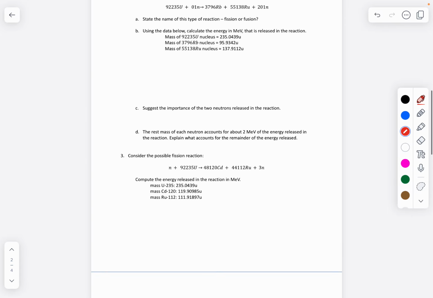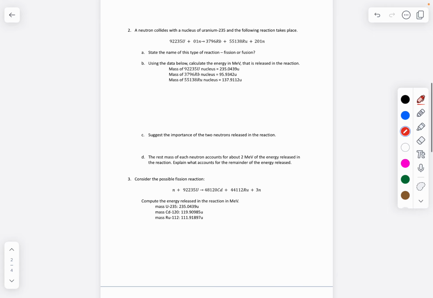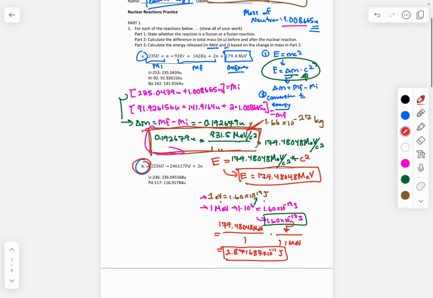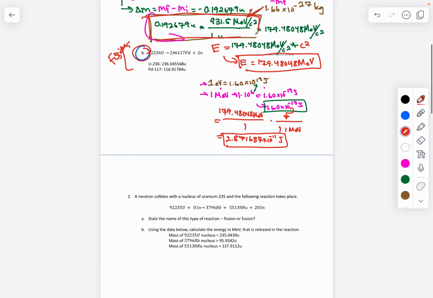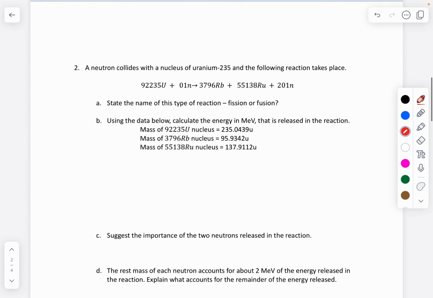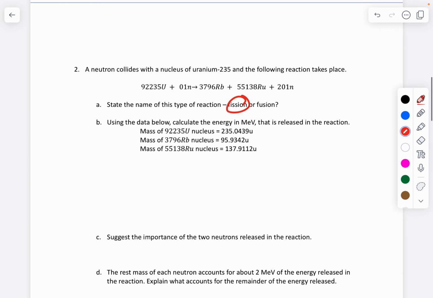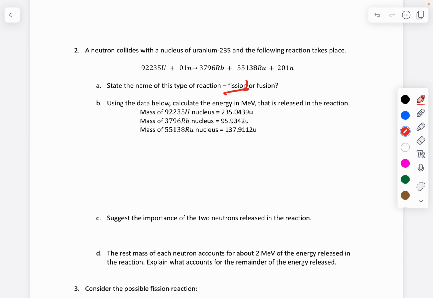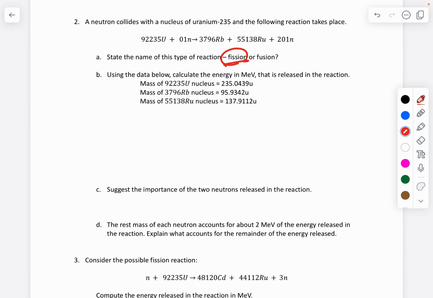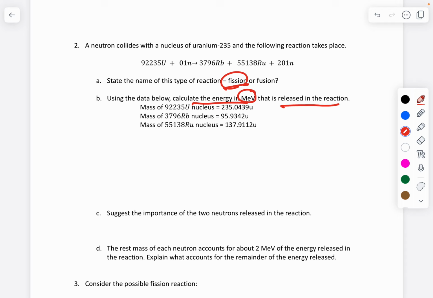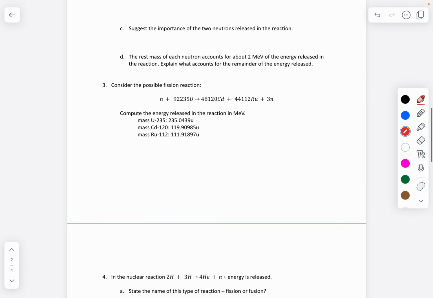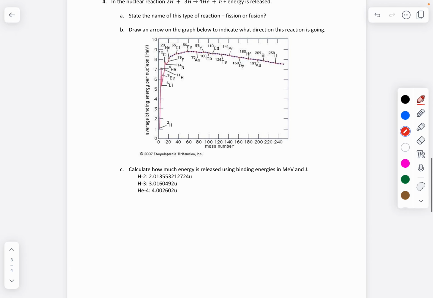Is there another one that I want to do? Number 2. Oh, it's also asking what type of reaction it is. This one is a fission reaction. And of course this one is also a fission reaction. Take a look at this. Yes, this is a fission reaction. Fission. Use the data below to find the energy in MeV that's released in the reaction. Same method as the above.